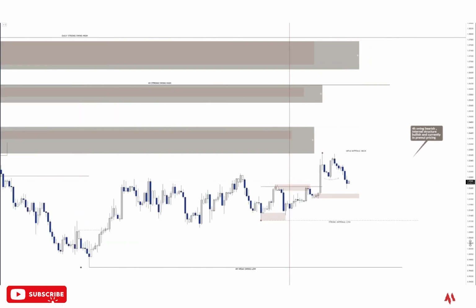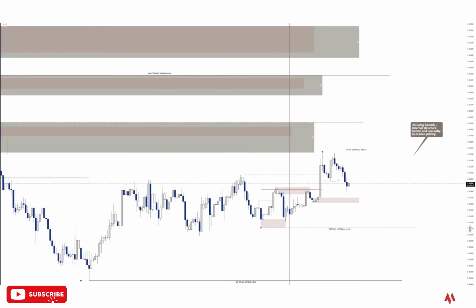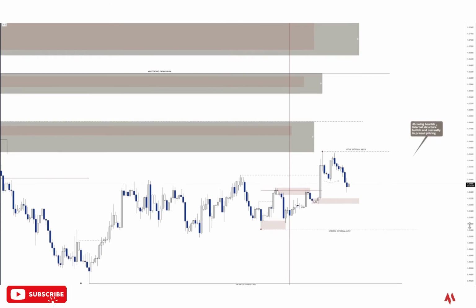And now getting to this week's price action, this is our current internal range on the 4 hour, which we will be going through on the median time frame, which is 15 minutes.